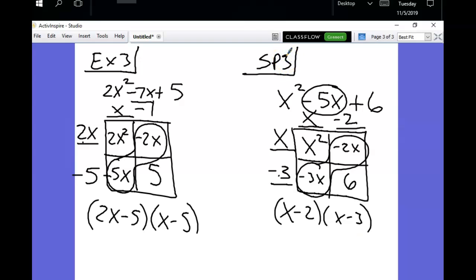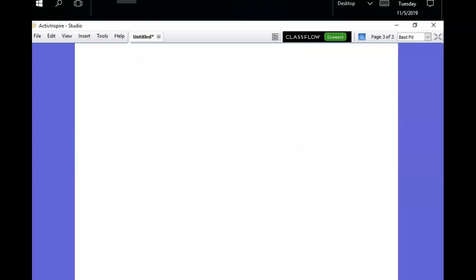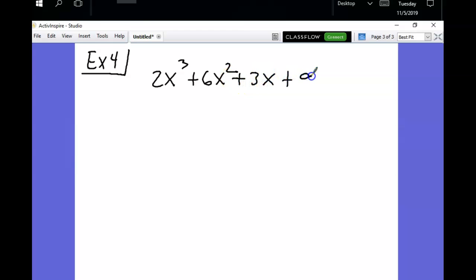There we go. So, now we're going to learn something new. You ready? Something new. Example 4. Ready? No, I keep asking. I'm going to do it anyway. All right, 2x cubed plus 6x squared plus 3x plus 9.